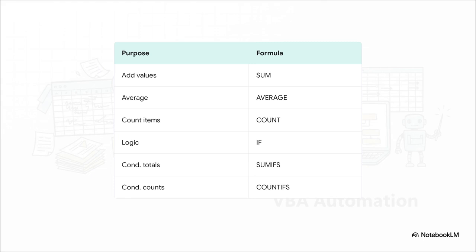You've got SUM for fast totals and AVERAGE for quick stats. COUNT and COUNTA are absolutely vital for data validation, basically making sure you actually have the right number of records. Then we step into logic with the IF statement, letting you build decision rules right into the cell. And finally, the absolute heavy lifters for KPI tracking, SUMIFs and COUNTIFs. These let you create conditional totals and counts based on multiple specific rules. Master SUMIFs and COUNTIFs, and your reporting game is going to level up overnight.